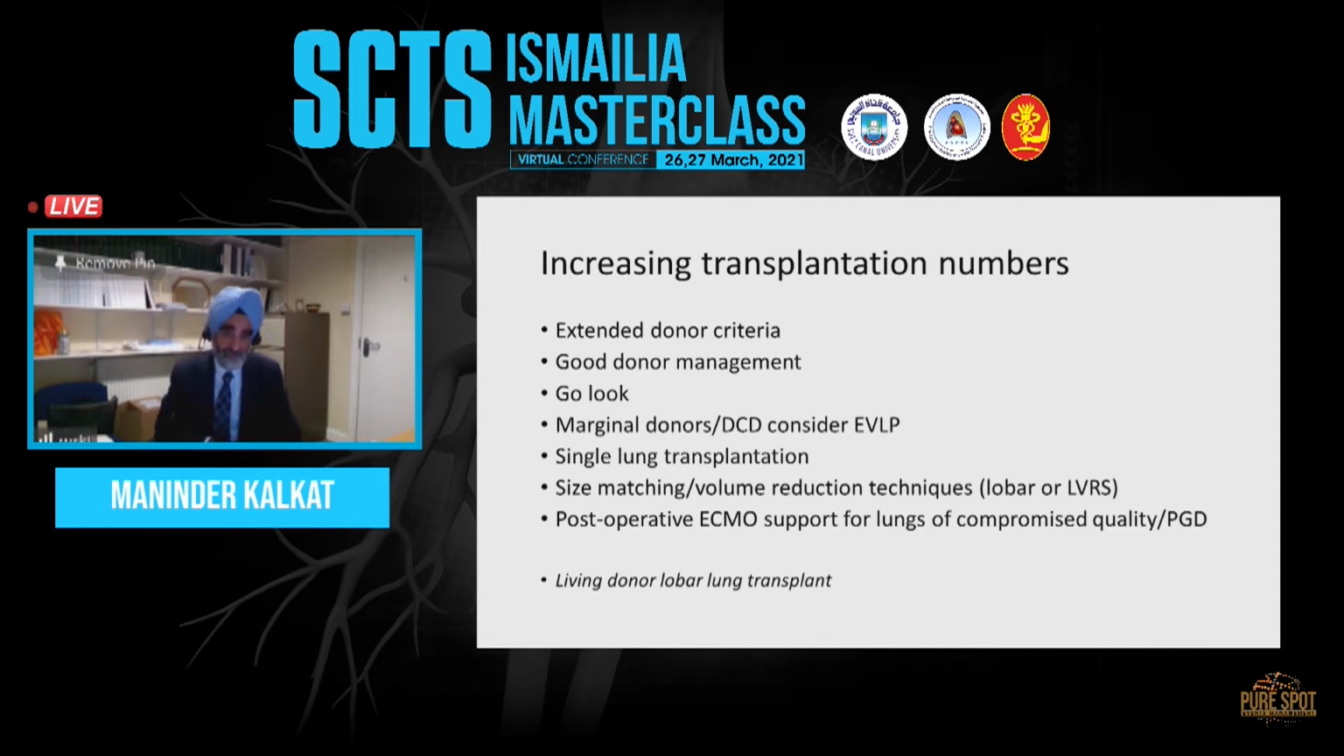And then size matching. So this is something which is now being practiced quite often, where a bigger organ can be reduced in size by either on-table lobectomy or undertaking a lung volume reduction type of wedge excision to match the organ. And then there are certain patients who may require some support postoperatively if the lung was compromised or giving the PGDs.